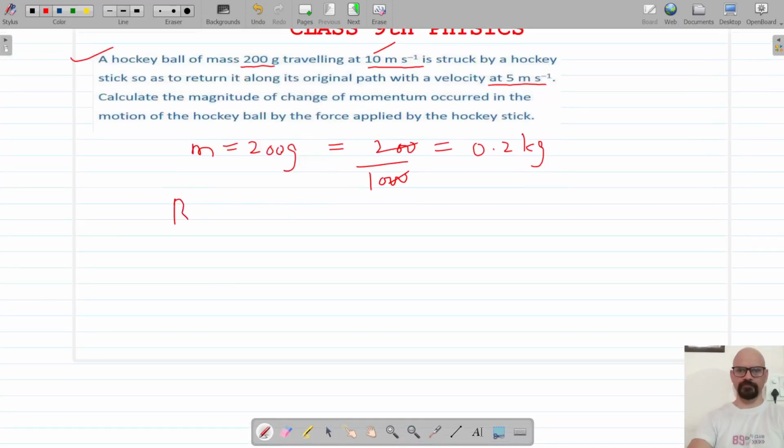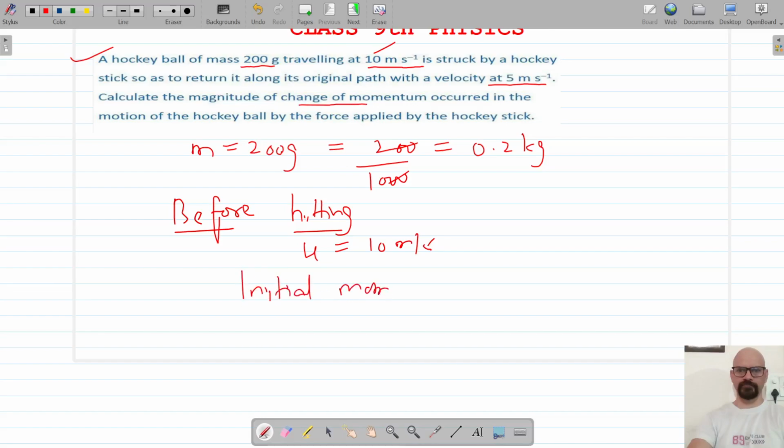Okay, so it's traveling at 10 meter per second before hitting, and we have to find the change of momentum. So here let's calculate the initial momentum, that is before hitting, and we know that momentum is given by mass into velocity. Mass is 0.2, initial velocity is 10, so that is 2, and the units of momentum are kg meter per second.